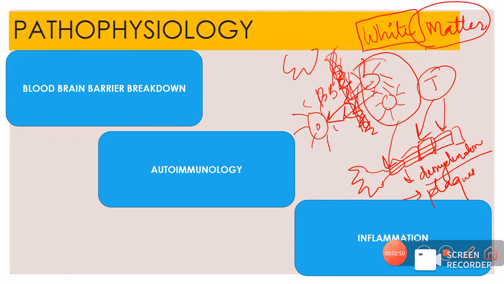So these are the three processes in the pathophysiology of demyelination or optic neuritis: blood-brain barrier breakdown, autoimmunity, and inflammation. Anything which can cause blood-brain barrier breakdown, and finally autoimmunity leading to inflammation of the brain and demyelination, can cause optic neuritis.